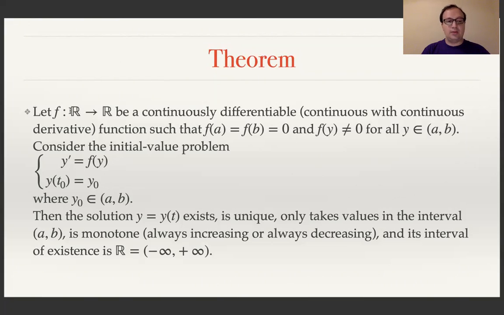So f is real valued and f is defined on the whole real axis, such that f of A is equal to f of B is equal to 0. So A and B are two equilibria, and f of y is non-zero for all y between A and B. So A and B are successive equilibria. There is no equilibrium point between A and B.